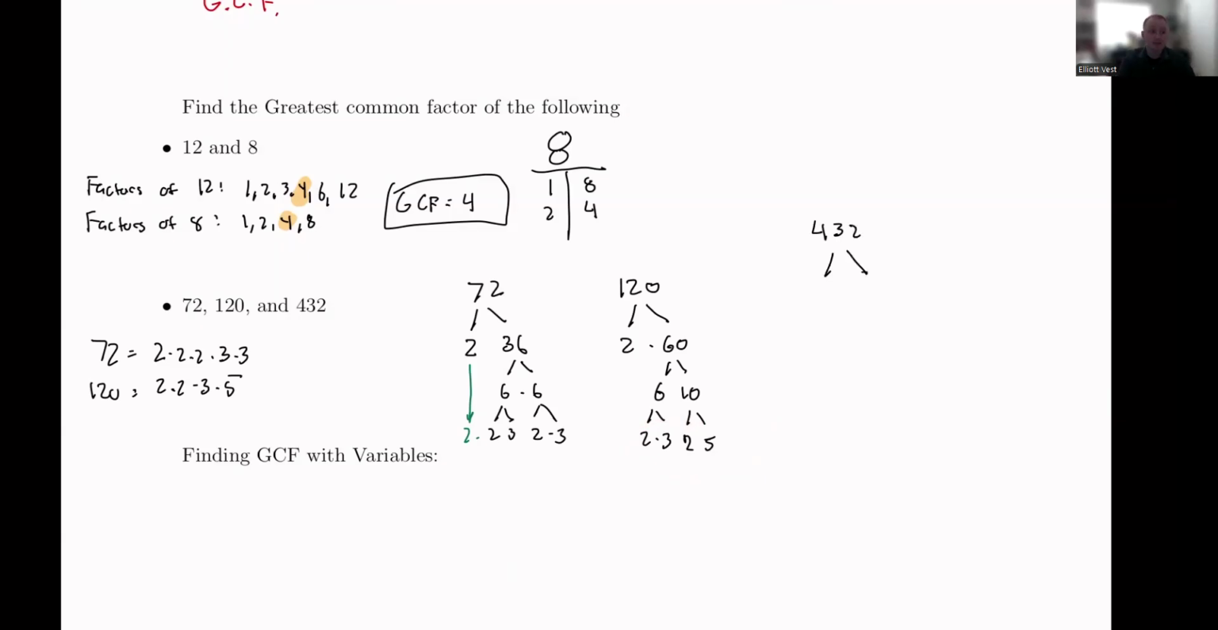432 is tough. I don't know a lot of factors for 432, but I know it's even, so I know I can divide it by 2. 2 times what is 432? You can get a calculator. Using a calculator is fine, right? Or going online for a calculator or whatever. I can already see it's 2 times 216.